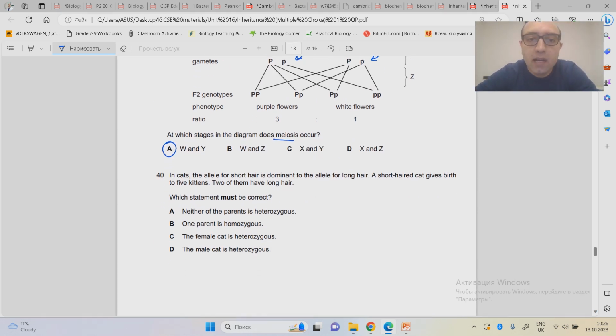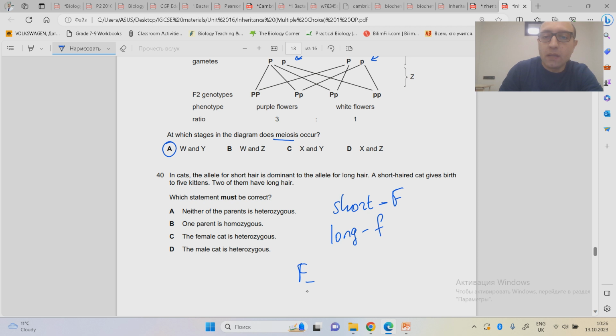In cats, the allele for short hair is dominant. So guys, short hair is dominant. Let's use which letter? F, for example, for short hair. Long hair will be recessive, small f. A short-haired cat, which contains minimum one capital F, gives birth to 5 kittens, a short-haired cat. 2 of them have long hair, guys. So if 2 kittens have long hair, it's small f, and one small f came from this cat.